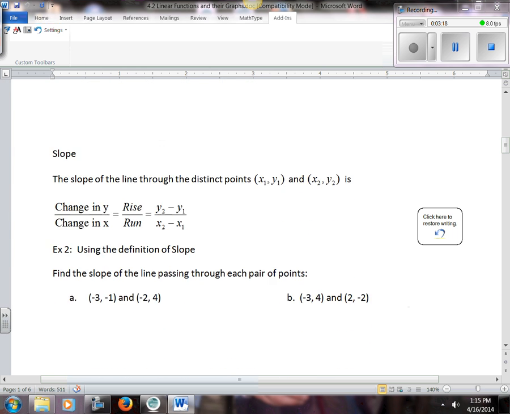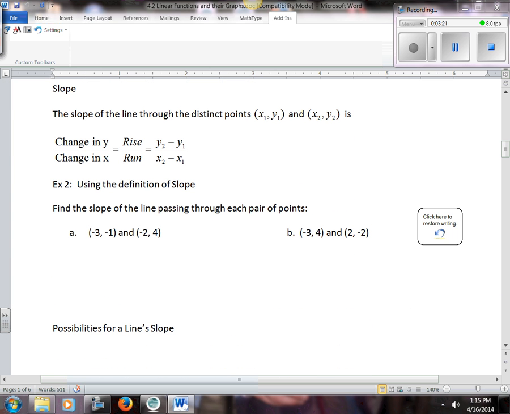All right, so now let's talk about slope. The slope of a line through distinct points x sub 1, y sub 1, and x sub 2, y sub 2, meaning 2 different points, is change in y over change in x. A lot of times we call that rise over run. y2 minus y1 over x2 minus x1 is our formula. You'll also see it written as delta y over delta x. Delta means change.